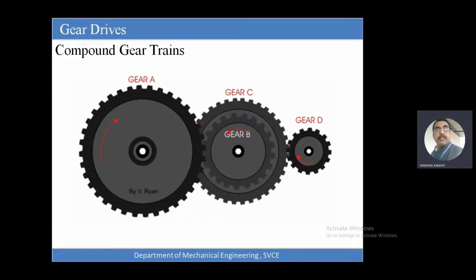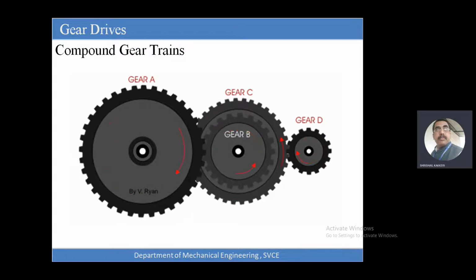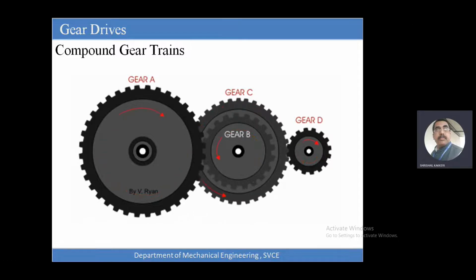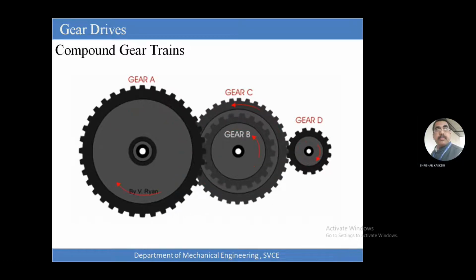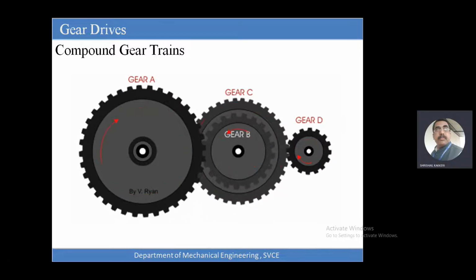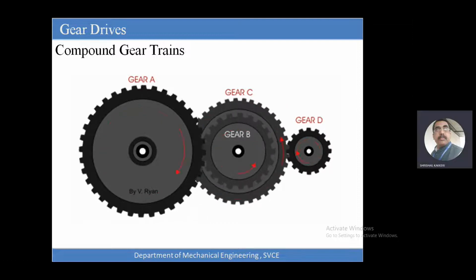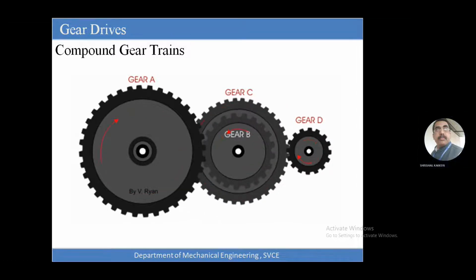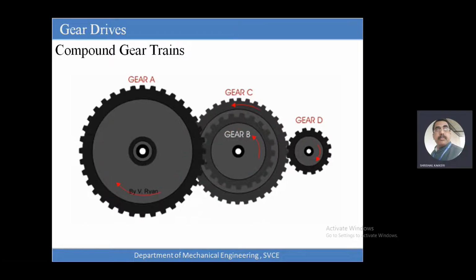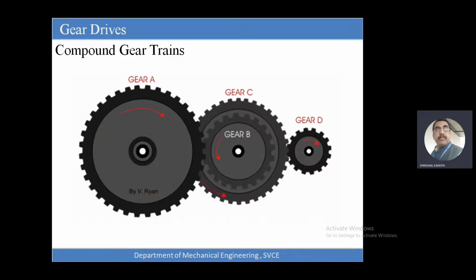Now please look here. I have shown the arrow mark. A is rotating in the clockwise direction. And one of you please tell me, gear A is meshed with which gear? Gear B is meshed with gear A, and gear C is meshed with gear D. And how do we find the velocity ratio? I'll give you a small example.